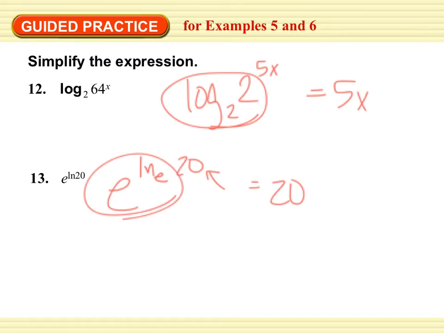I just caught a mistake. This should be 6. So the answer is 6x. Sorry, 2 to the 6th power is 64.